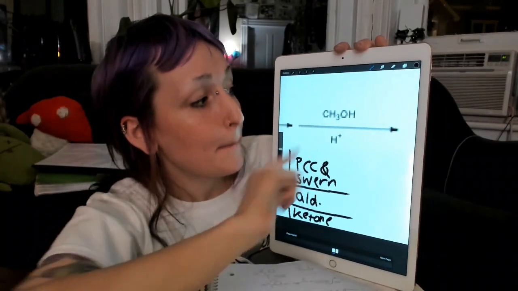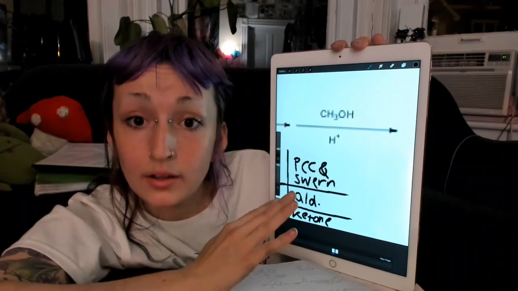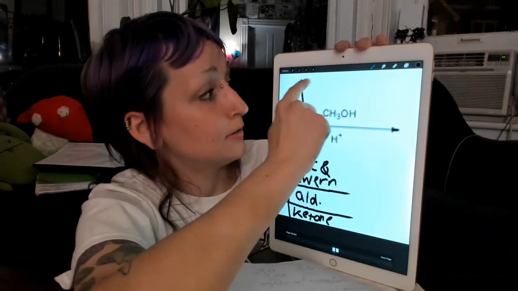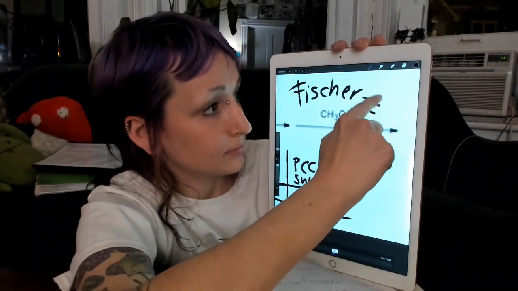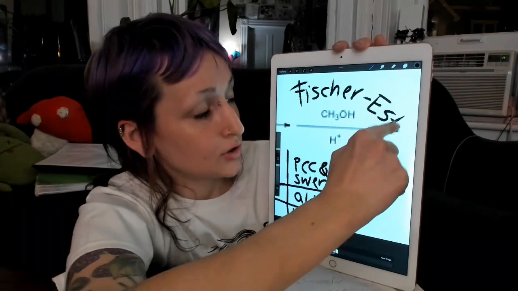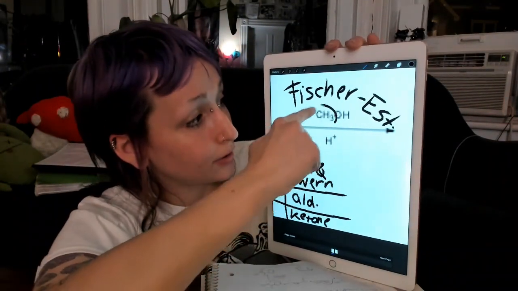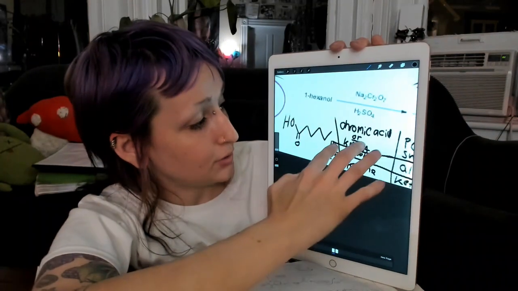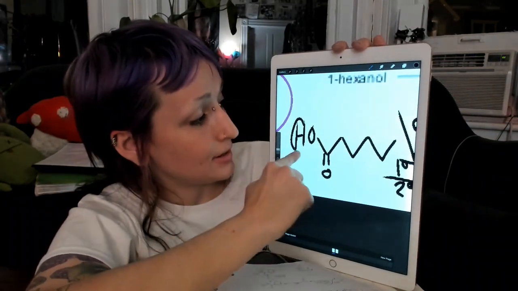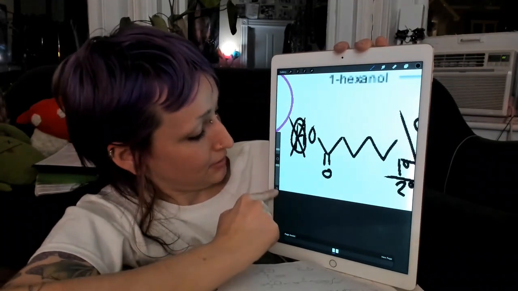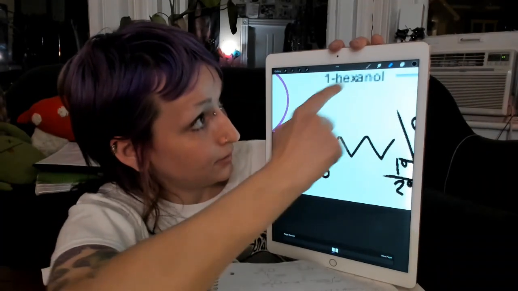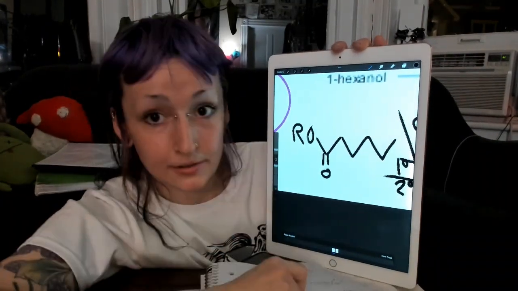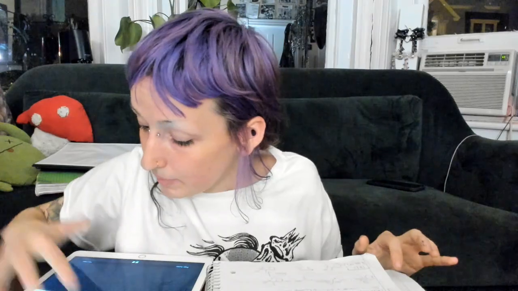And then carboxylic acid plus an alcohol is Fischer esterification. So you're going to form an ester, with whatever the R group on the alcohol is going to replace the H on this. So that R group is going to go right here. And that's it. That is question 6 on page 1.